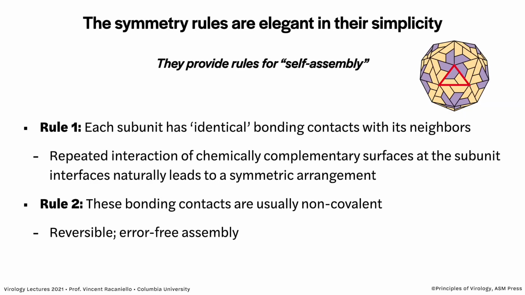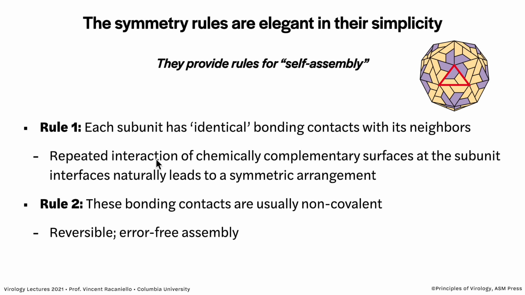There are 2 rules in symmetry, and the 2 rules, remember them, they provide rules for self-assembly of particles, because in fact that's what the particles do. You make the subunits in an infected cell, and they will self-assemble into a virus particle, right? So rule 1, each subunit has identical, in quotes, bonding contacts with its neighbors. Turns out it's not quite identical after you get to a certain size particle, and I'll tell you about that in a moment. But in the initial iteration of these ideas, these symmetry rules, they thought they would be identical.